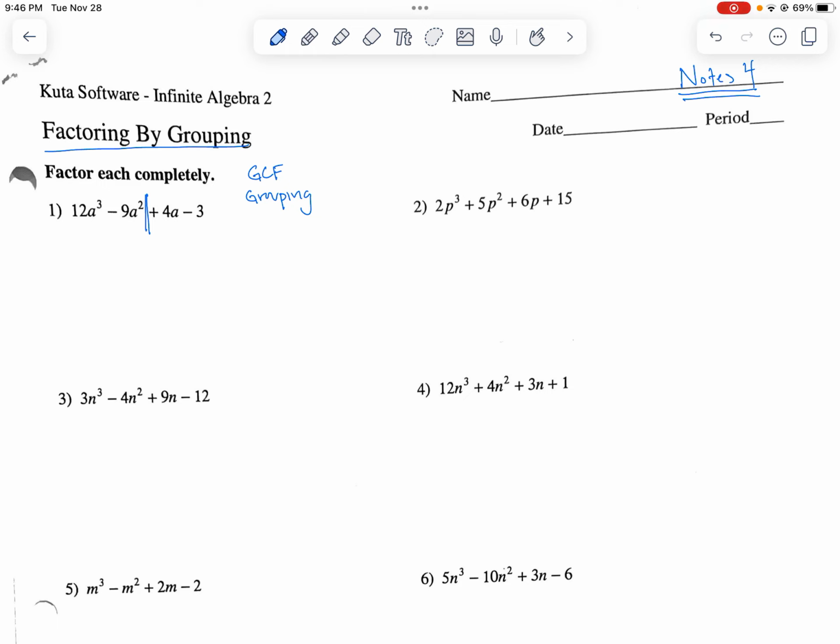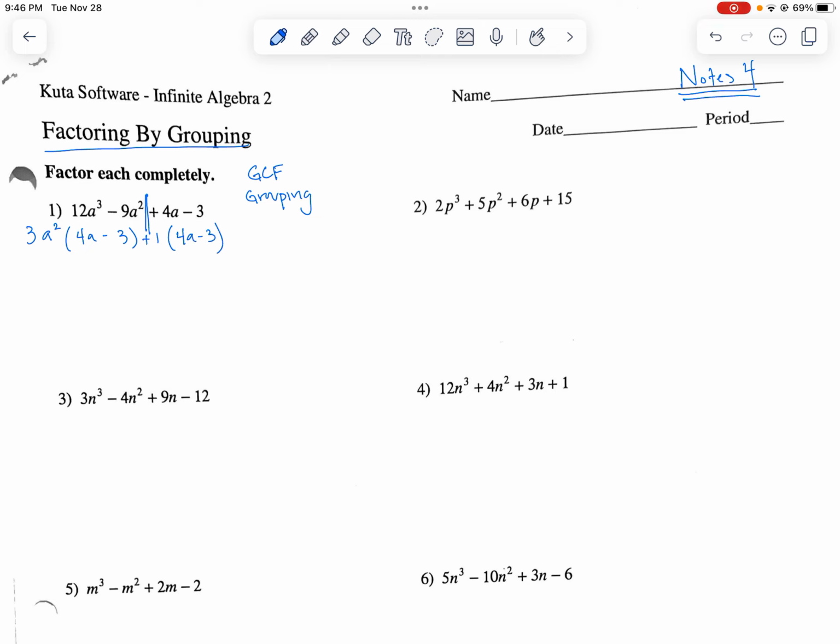Next, if I see four terms, I know that I am going to be grouping. So on the left-hand side, I'm going to treat this like it's one equation, two pieces. I'm going to take out a 3a squared. And then on the inside, I'm going to get 4a minus 3. Then on the right-hand side, I'm just going to factor out a 1 if there's nothing else that I can factor out. And I'm going to get 4a minus 3.